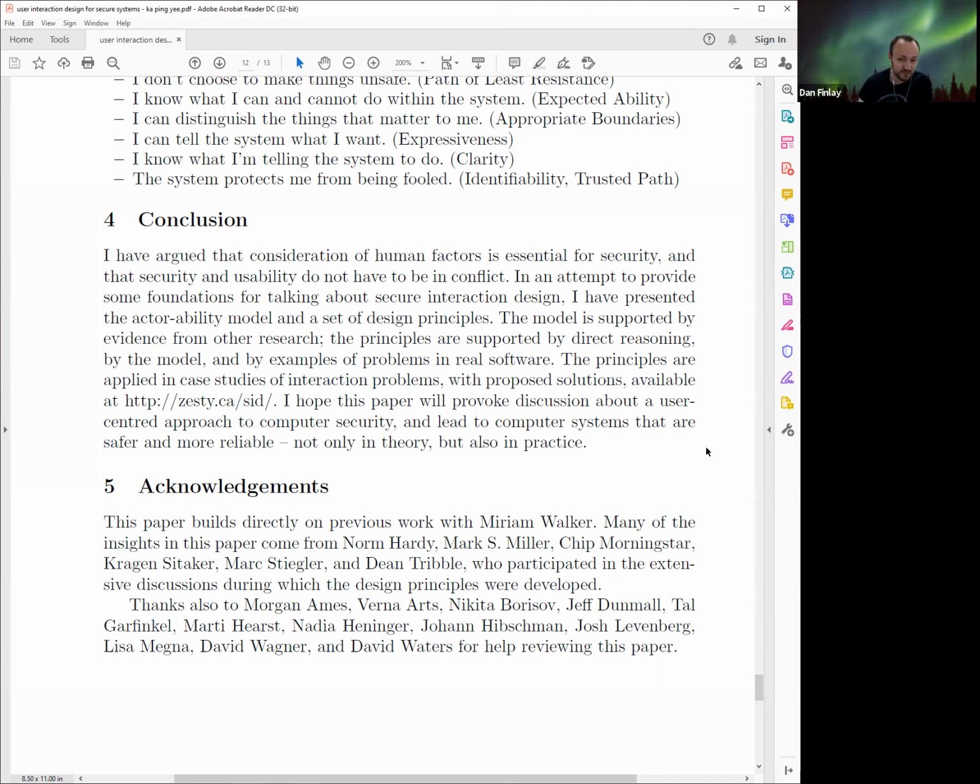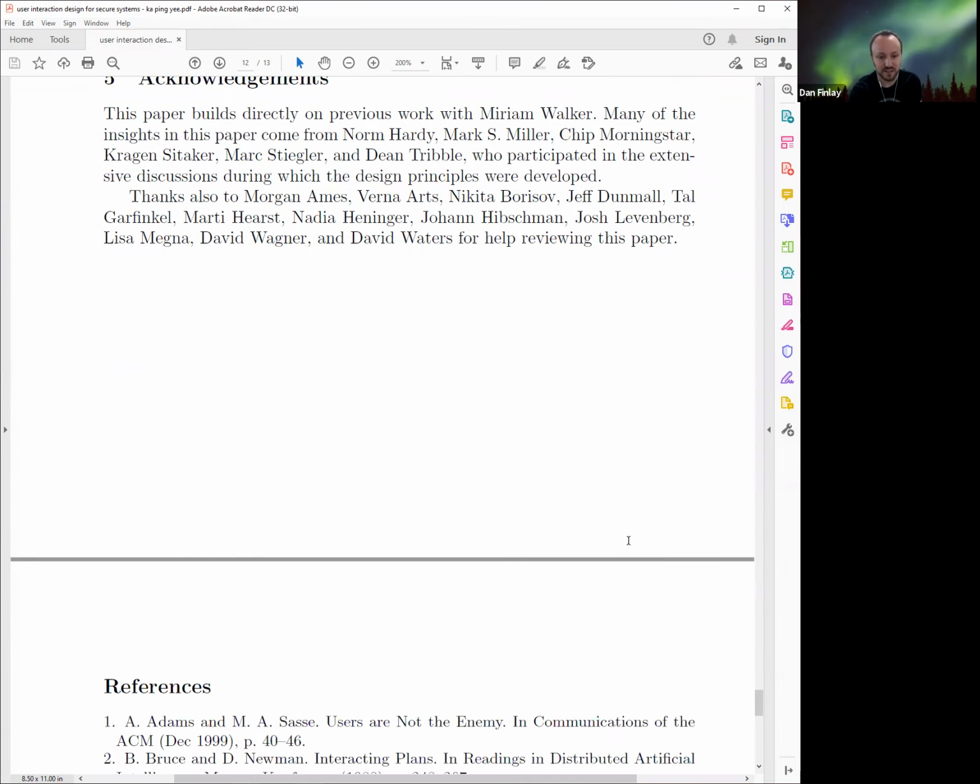This paper builds directly on previous work with Miriam Walker. Many of the insights in this paper come from Norm Hardy, Mark S. Miller, Chip Morningstar, Craigen Siddiker, Mark Stiegler, and Dean Tribble, who participated in the extensive discussions during which the design principles were developed. Thanks also to Morgan Ames, Verna Arts, Nikita Borisov, Jeff Dunmel, Tal Garfinkel, Marty Hurst, Nadia Henninger, Joanne Hibschman, Josh Levenberg, Lisa Megna, David Wagner, and David Waters for helping and reviewing this paper.